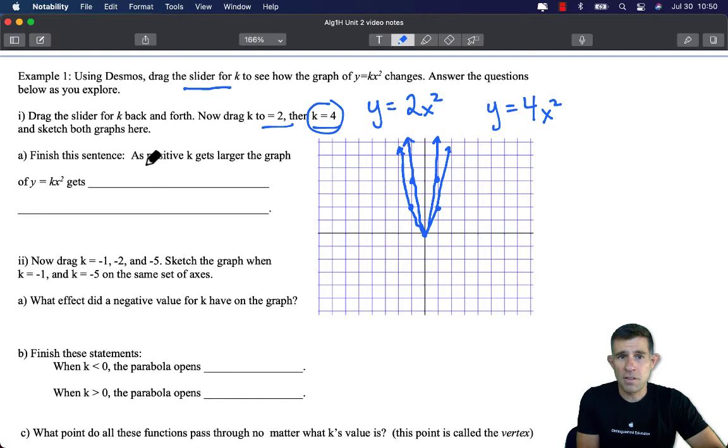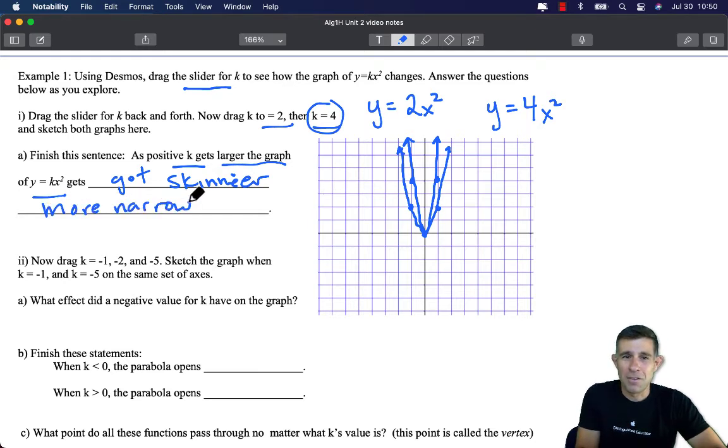All right, finish this sentence. As your positive values of k got larger and larger, what happened to the graph of y equals kx squared? We're going to say here that it got skinnier. How do you spell skinnier? Skinnier, something like that. How about we add to that more narrow? There you go. There's a math teacher's explanation instead of an English teacher's. It's going to be pulled towards the y-axis.